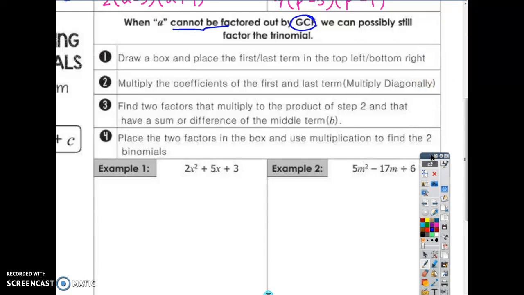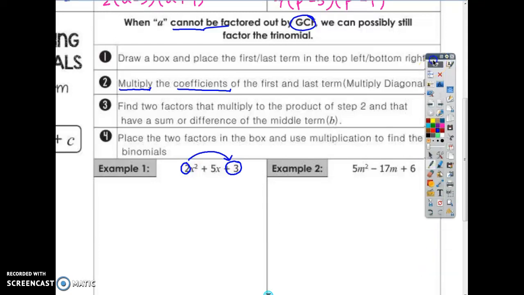We're going to draw a box around the first and last term. That means this one and this one. Okay? And you're going to multiply the coefficients. This and this, we're going to multiply. Okay? Then we're going to find the two factors, just like we did a little while ago. And then we're going to do something else.